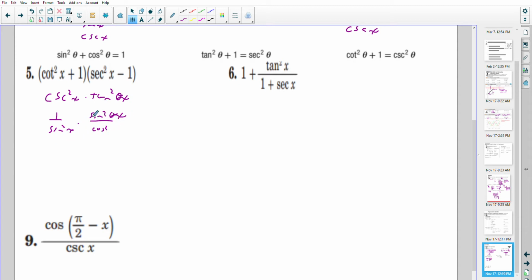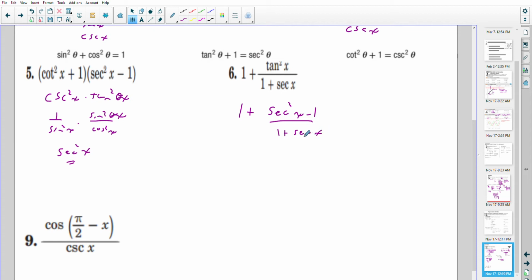And therefore, those would cancel, and you're left with 1 over cosine squared x, which is the same thing as secant squared x. Not the only way to do it, but definitely looks pretty clean to me. Doing the same thing here, 1 plus tangent squared. If you solve for the tangent squared by subtracting 1 on both sides, it's going to be secant squared x minus 1 over 1 plus secant x.